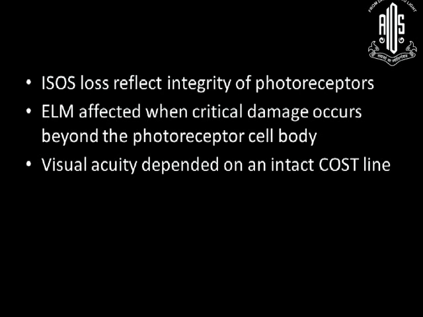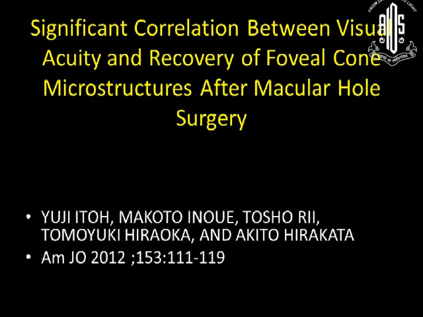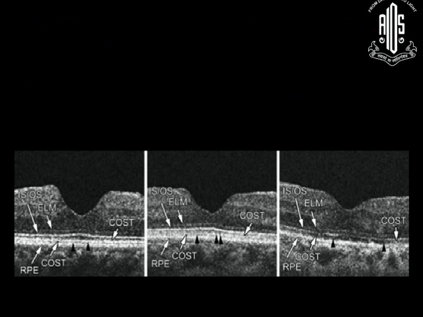The second study was regarding the macular hole surgery and the presence of the coast line. So this is an example of an intact coast line. You see it in its entirety, and this is called a fragmented coast line, and this is where the coast line is absolutely lost in certain areas.